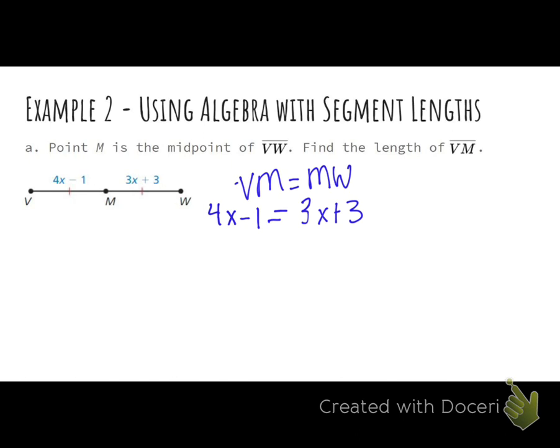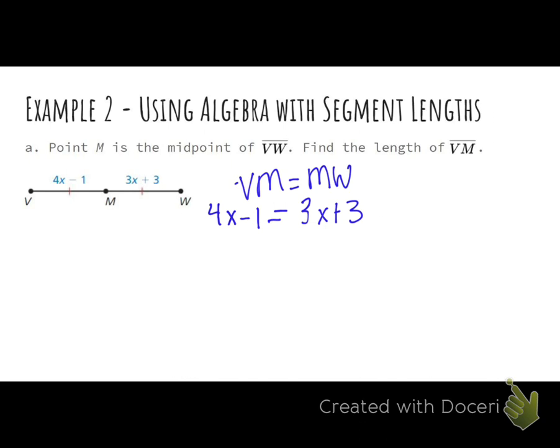I know last year was a while ago, but we're going to review some of these topics for us. We need to get like terms together. Like terms are variables, like terms are constants. Constants are things without variables. So, what do you want to move first?